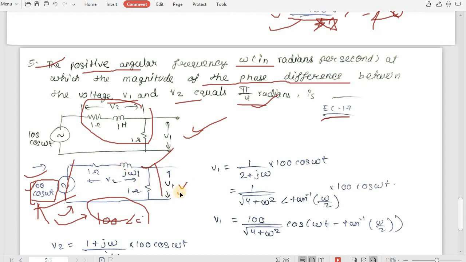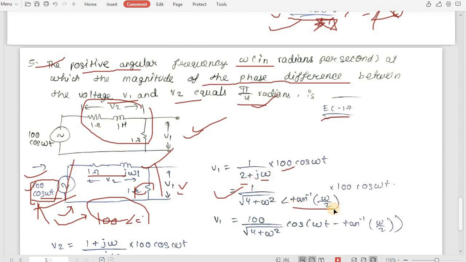For V1 we will use the voltage divider rule. So our V1 will be 1 upon 1 plus j omega plus 1, basically this resistance upon this resistance plus this. So you will have 1 upon 2 plus j omega into your input, this is your input, 100 cos omega t. Now if we simplify this, if we take magnitude and angle of this, it will be 1 upon under root of real part squared, which is 4, plus imaginary part squared, which is omega squared, with angle of tan inverse of omega by 2. As you can see, imaginary is this, real is this.